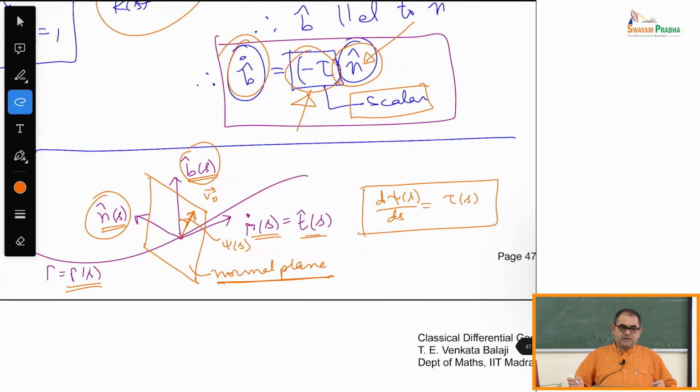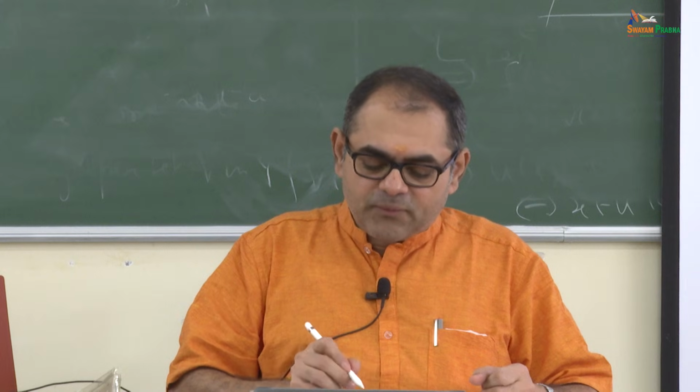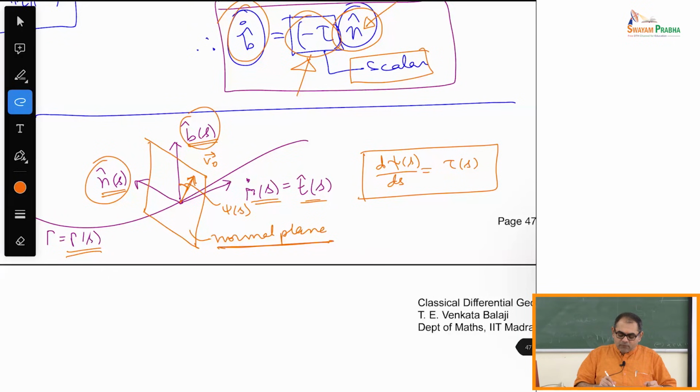So the torsion is the rate of change of this turning angle. Okay, and the proof of this is quite straightforward. Namely, you compute how you measure this angle: the cosine of psi of s is going to be b hat of s dot v naught. Okay, and then I have to divide by the norm of v naught.